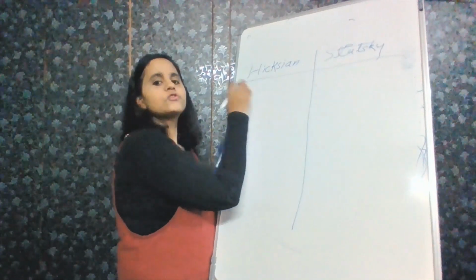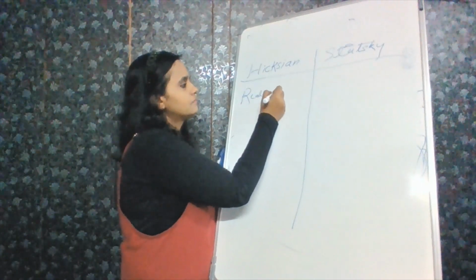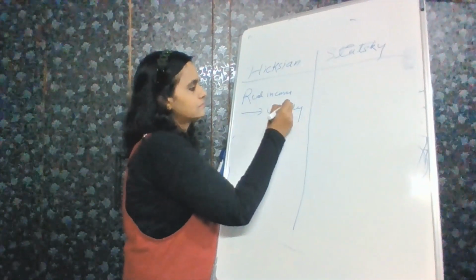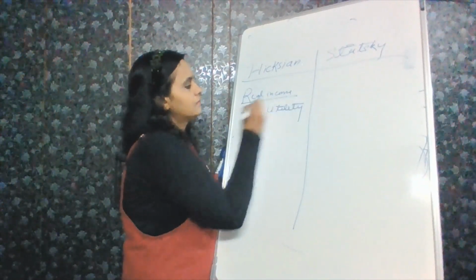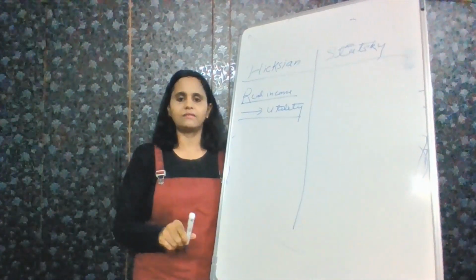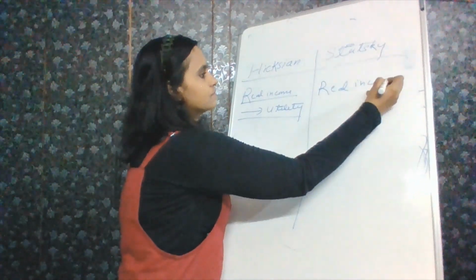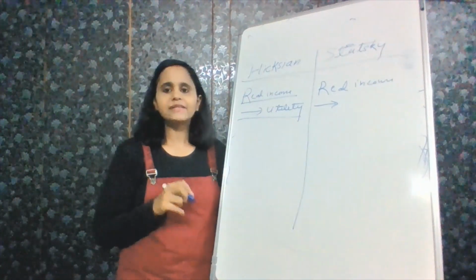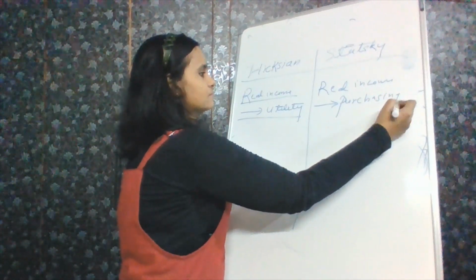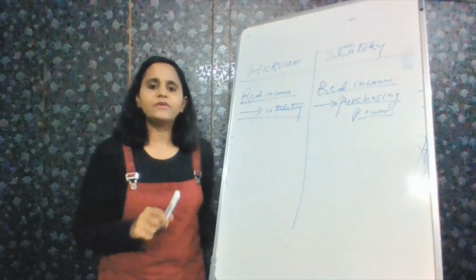In the Hicksian approach, there is one assumption: your real income is measured in terms of utility. Just remember this, in the Hicksian approach, your real income is always measured in terms of utility. And in the Slutsky approach, your real income is measured in terms of your purchasing power. That is the main difference between Hicksian and Slutsky.